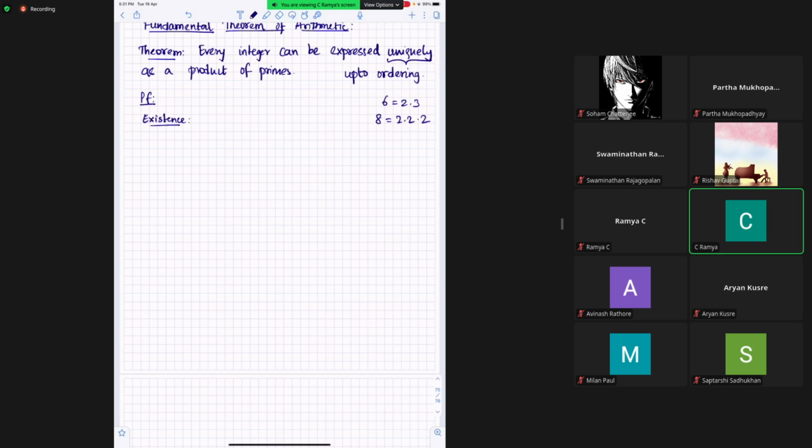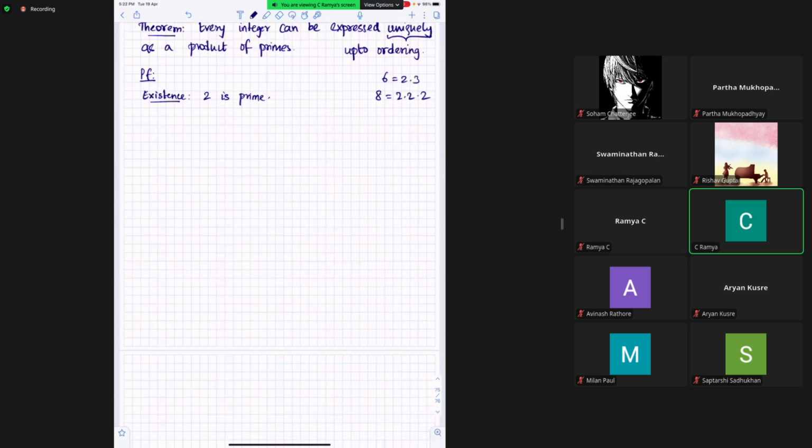So we know as a base case that 2 is prime, right? So that we'll take for granted. So first I need to prove two things, right? First, that given any integer, there exists a prime factorization. And the other thing I need to say is that this factorization is unique up to ordering. Right? You cannot find two different factorizations of 6. The only way in which you could do that is to play around with the orders in which these factors are multiplied. Okay, so the proof is by strong induction.